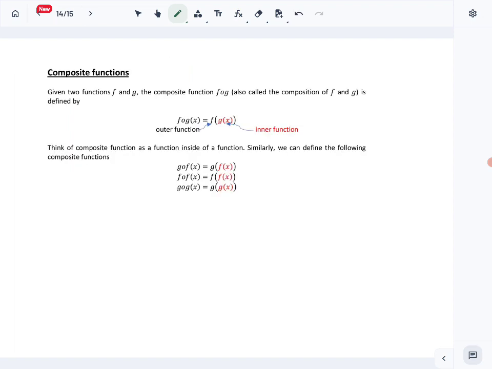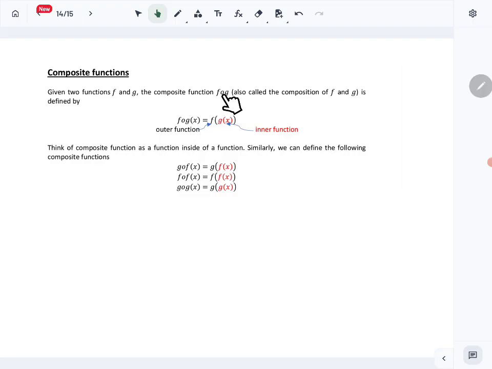Okay, now the last topic in this third part. This is a new type of function. This is called composite functions, right? Composite functions, you can think of it as a function inside of another function. So you have to have two functions, f and g.